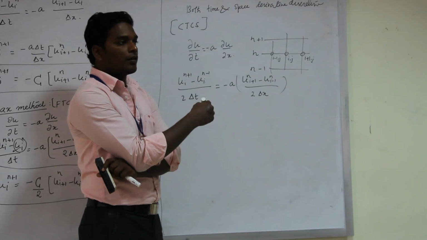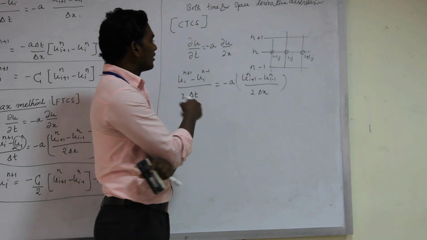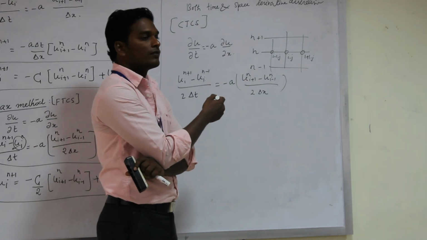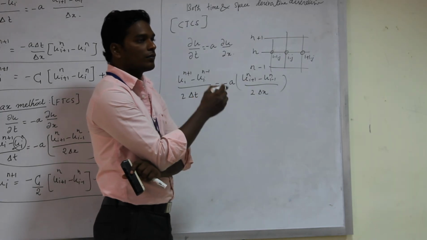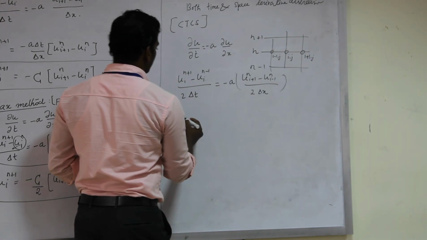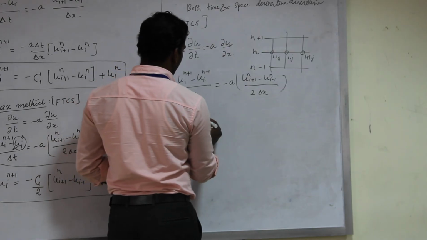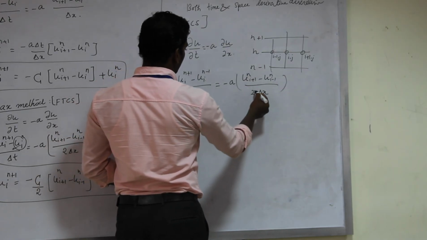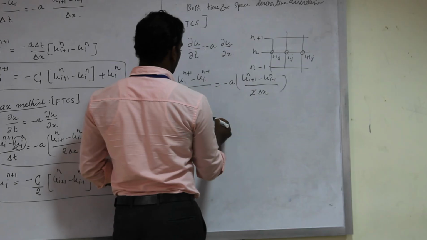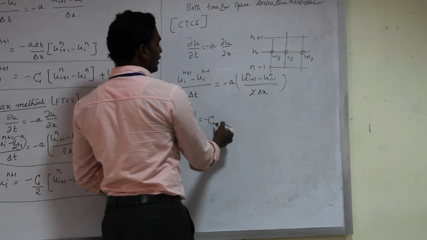There is a drawback, but it is also stable compared to other methods. It gives a finite number of values. So you write u of i plus 1 as our objective. Again, the 2 gets cancelled, leaving c and minus c only. Okay, alpha, delta t by delta x is the Courant number.